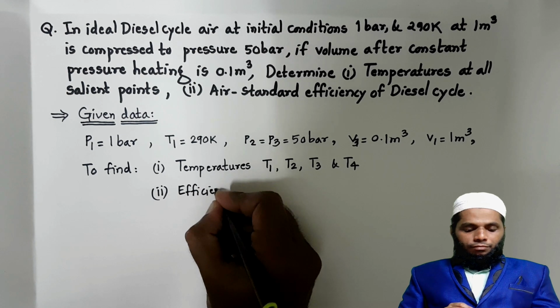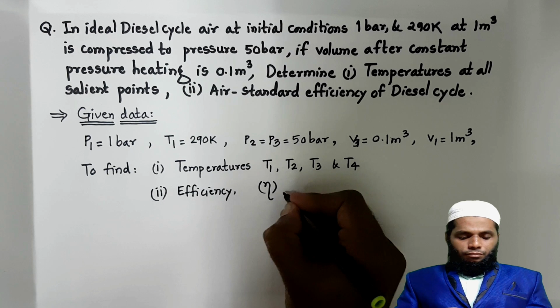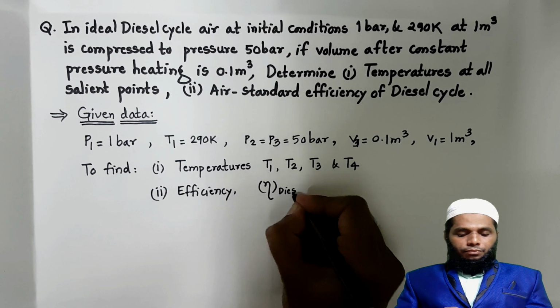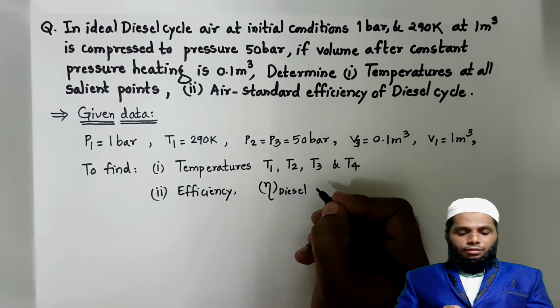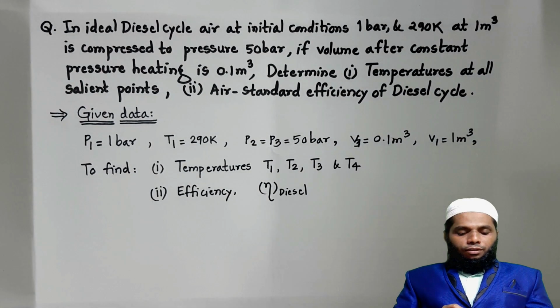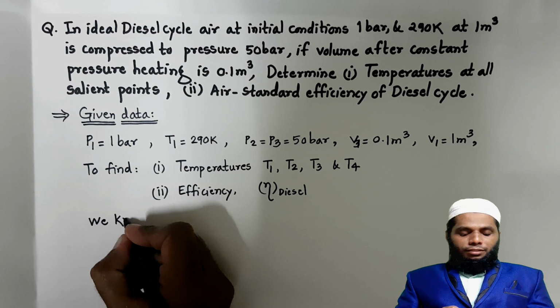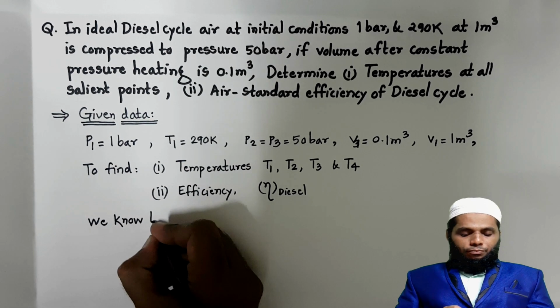Then efficiency of diesel cycle, that is eta of diesel cycle. For this we should know following two ratios in order to determine its efficiency.